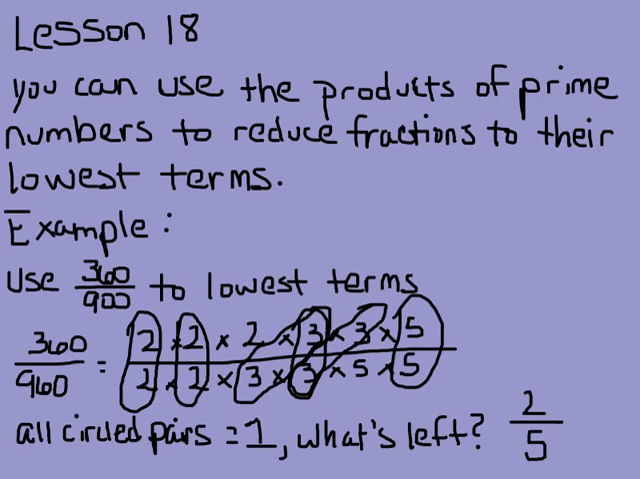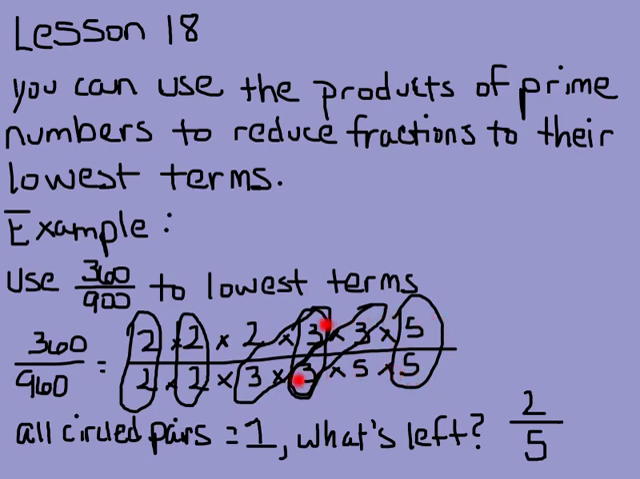So what you do is you do the factor tree for 360, and we've done that: 2 times 2 times 2 times 3 times 3 times 5. And then for 900, it's 2 times 2 times 3 times 3 times 5 times 5. Alright, this is what we know how to do already.